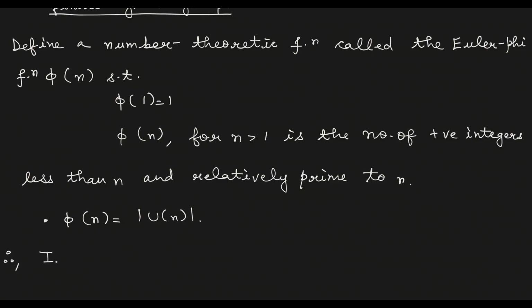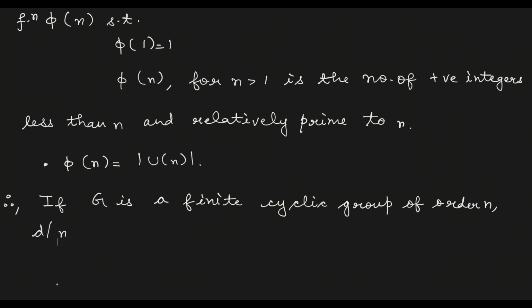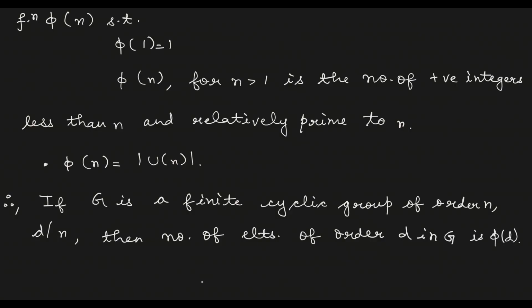Therefore, if G is a finite cyclic group of order n and d divides n, then the number of elements of order d in G is phi d, and the summation of phi d, d divides n, is equal to the order of group G.